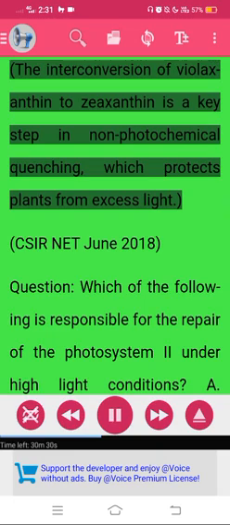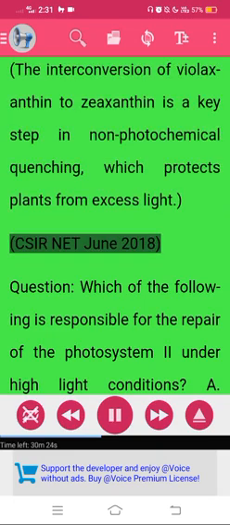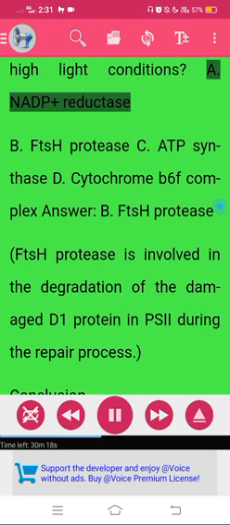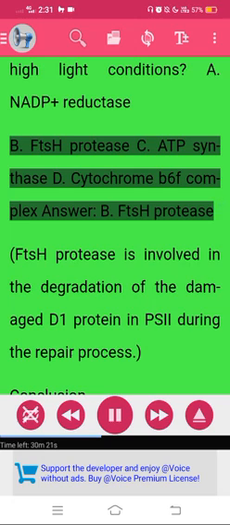The interconversion of violaxanthin to zeaxanthin is a key step in non-photochemical quenching, which protects plants from excess light. CSIR NET June 2018. Question: which of the following is responsible for the repair of the photosystem under high light conditions? A, ADP plus reductase. B, FtsH protease. C, ATP synthase. D, cytochrome b6f complex.